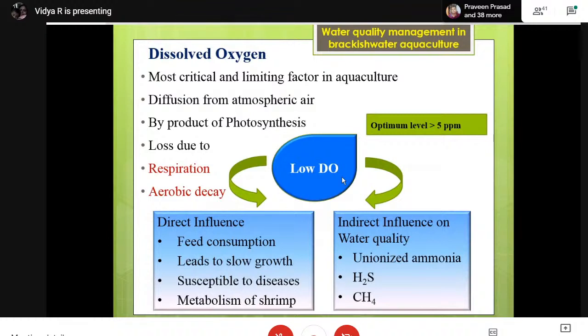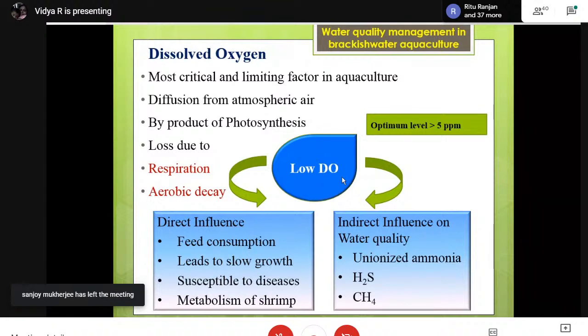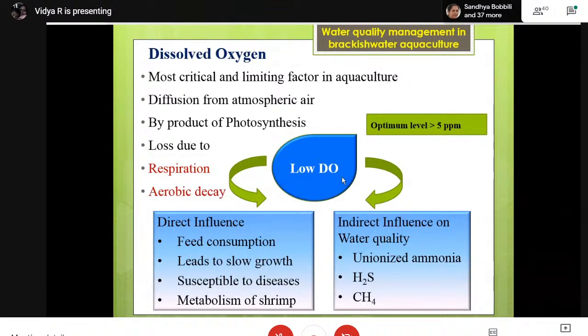The pond water can get oxygen through diffusion or as a byproduct of photosynthesis, and it can be lost from the water body through the respiration of the animals or aerobic decay of the organic matter. The optimum level of oxygen is more than 5 ppm. And low dissolved oxygen has a direct influence on the animals. It reduces the feed intake, it leads to slow growth, it makes the animals susceptible to diseases, and it totally changes the metabolism of the shrimps.